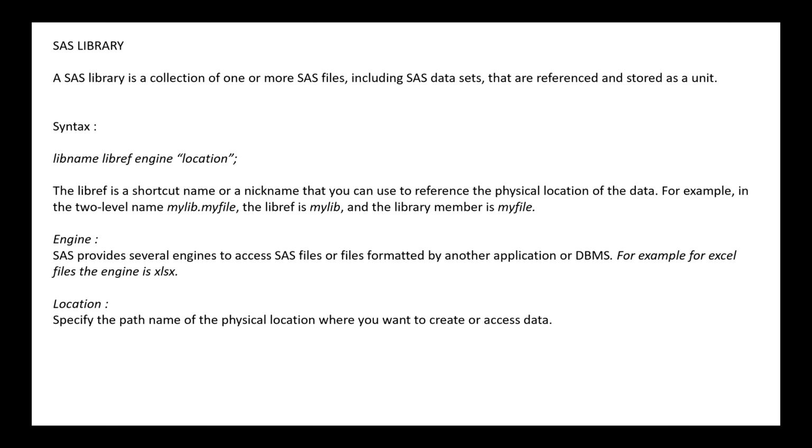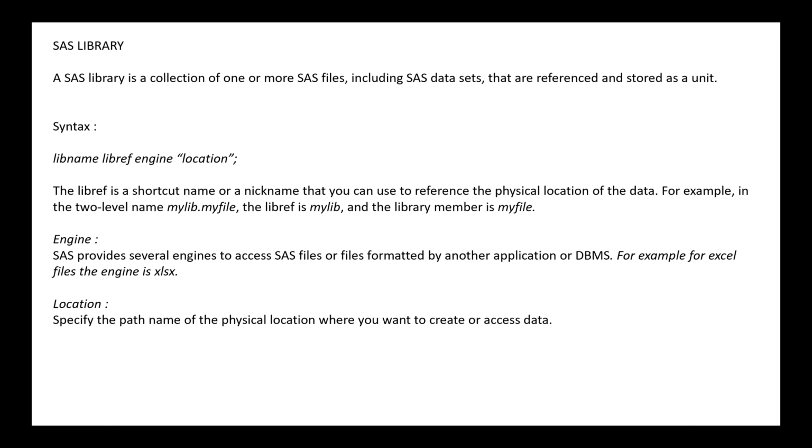A library definition starts with the keyword libname. Then following is a libref. This is a reference to the library, and we can use it to reference the location of our data sets. Say for example, we have mylib.myfile. That reference to the library, which is mylib, we can use to access a library member, which is myfile.